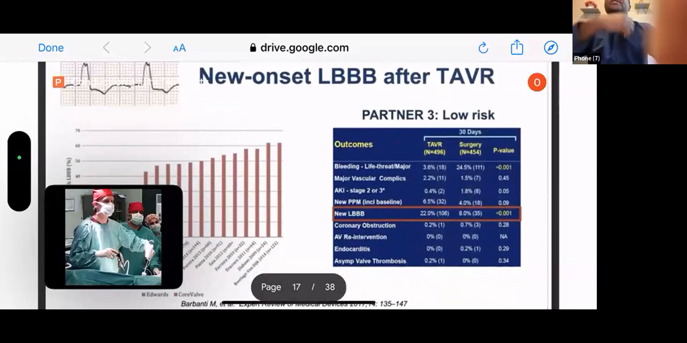So then let's look at the new onset left bundle branch block. Right, so the incidence of new left bundle branch block in patients after TAVR as opposed to if they had a surgery is 22% overall. Like I said, if you now want to divide it into Medtronic core valve versus Sapien valve, you now see the variation. But this is just telling the overall that you're likely going to have new onset left bundle branch block after TAVR compared to surgery, as noted by Babanti et al.